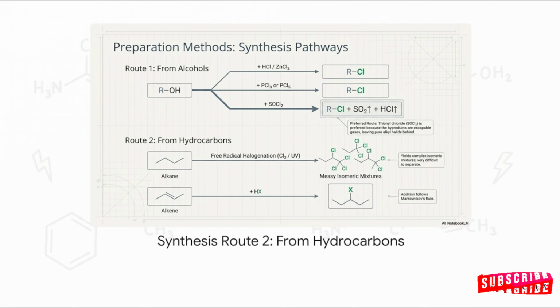Now, a quick warning. If you try free radical halogenation of an alkane using chlorine gas and UV light, you are going to get a nightmare. It yields incredibly complex, messy, isomeric mixtures that are intensely difficult to separate in the lab. A much cleaner, way more reliable method is the addition of a hydrogen halide, like HX, directly to an alkene. This neatly follows Markovnikov's rule, where the halogen attaches to the more substituted carbon, giving you a predictable, singular product.